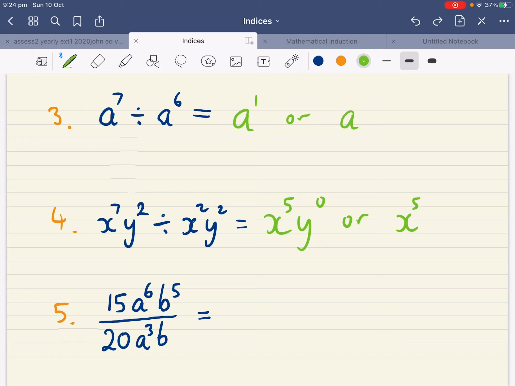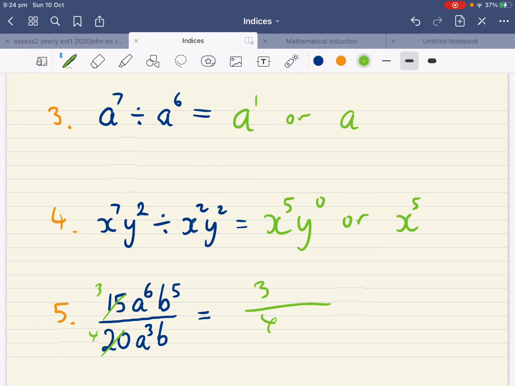15 over 20, again, you just pretend you're back in year 7. How do you simplify these numbers? If you hated year 7 maths, or you forgot year 7 maths, or you spent that year in a coma, whatever the situation happens to be, just get out your calculator, type it in, press equals. The calculator will simplify it for you. Ultimately, 15 over 20 will become 3 over 4, right? They've got that common factor of 5. So you've got 3 over 4.